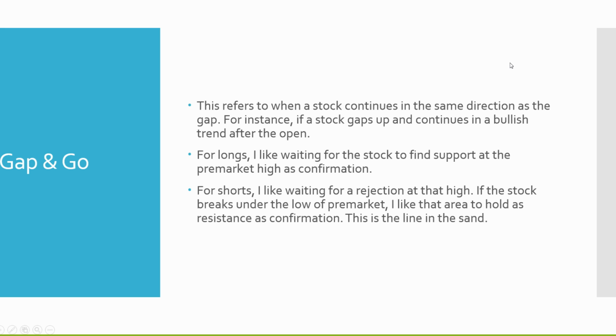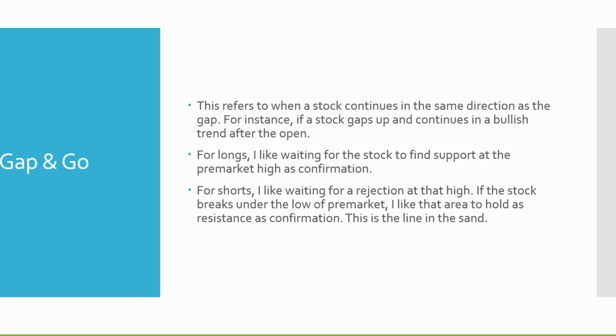All right, so the next thing we can really look at are gap and goes. This refers to when a stock continues in the same direction as the gap. For instance, if a stock gaps up and continues in a bullish trend after the open. So you're looking to trade the stock in the same direction of the gap. If a stock gaps up, you're looking to go long, and if a stock gaps down, you're looking to go short. That's all gap and go means: you're looking to trade along with the gap direction.